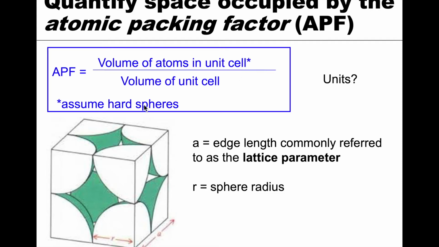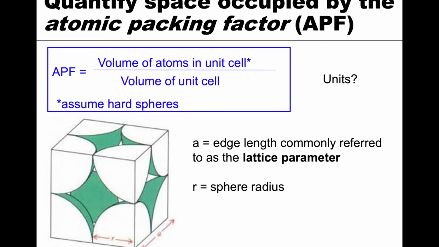And because it's a ratio, there are no units. And what we're doing here is we're assuming hard spheres. So each atom, or ion, we're looking at, we're assuming it's a hard sphere. So a couple things that we need to know is the edge length for the cube. We call this A, and as we get more into this, you'll see why we call it the lattice parameter, and that's tied to some other aspects too. So A is the edge length, commonly known as the lattice parameter. And then we're going to talk about these hard spheres, these atoms, of radius r. So we need to know those two quantities to be able to make this calculation.